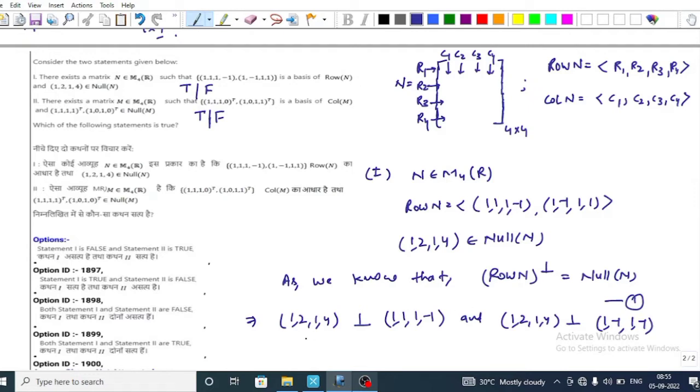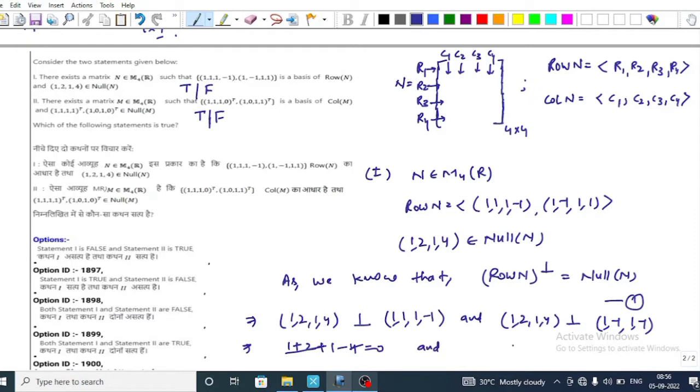Because if (1, 2, 1, 4) is orthogonal to every vector of the row space, this implies that (1, 2, 1, 4) is orthogonal to the basis of the row space of N. This implies that here we use the standard inner product. So this product equals 1 + 2 + 1 - 4. This equals 0 because 4 minus 4 is 0.